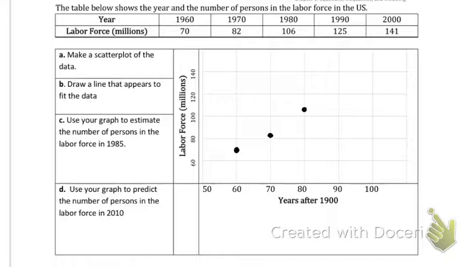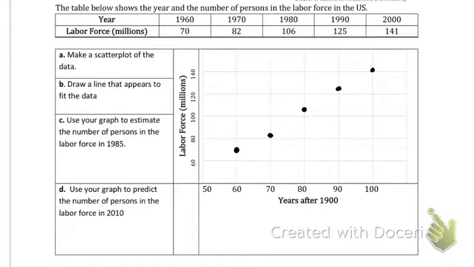In 1990, we have 125. That might be about here. And in 2000, where our x is 100, we have 141, which is slightly bigger than there. So maybe about there. All right, I did the first thing. Part A is just make a scatter plot of the data. While I'm looking at that scatter plot, it looks pretty linear to me. It actually looks like almost a straight line.